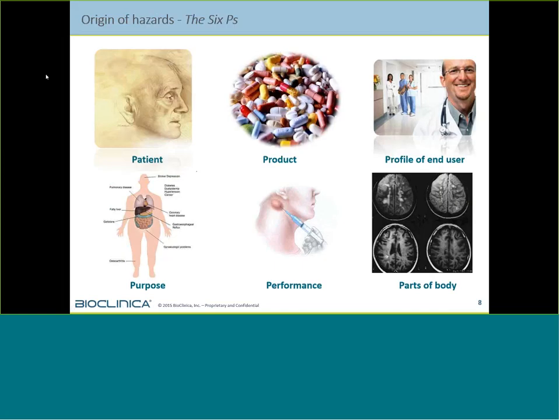These are the 6 hazards that have to do with a problem when the trigger and the hazard come together and form a risk. First, of course, the patient. We want to treat the right patient. Then the product. There can be something wrong with the product, or a product can be dangerous. The profile of the end user, that can be either the patient itself or the prescriber.